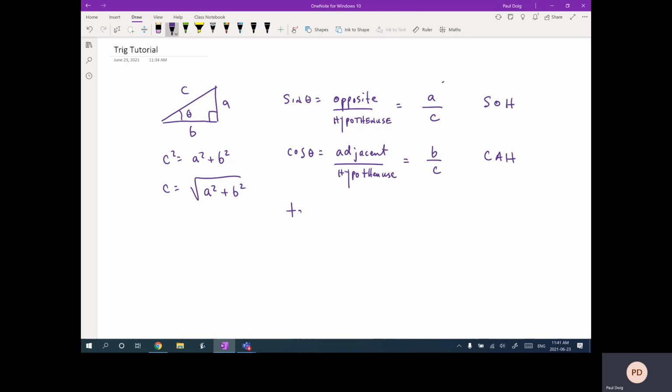And the last one we can look at is the tangent of that angle, and that is equal to the opposite over the adjacent side. All right, so here we go. In this case, the opposite side, again, is A from that angle, and the adjacent side is B. So in this case, you get the TOA: the tan, and the opposite and adjacent. All right, so that's just a bit of a review from grade 10 trigonometry.